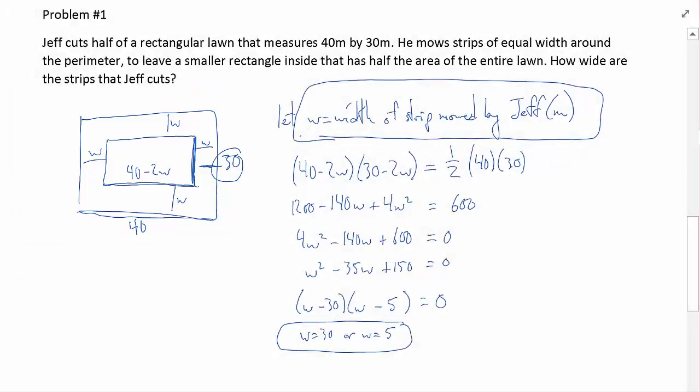So how wide of a strip did he mow off? He mowed off a strip of 5 meters from each side. We need to reject 30. How wide are the strips that Jerry cuts? The strips are 5 meters wide.